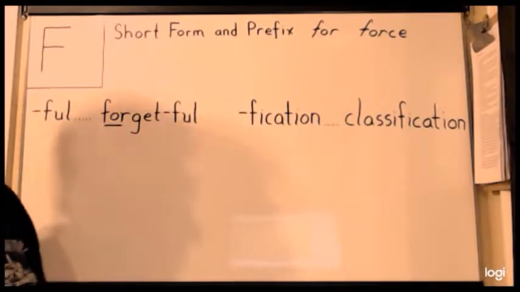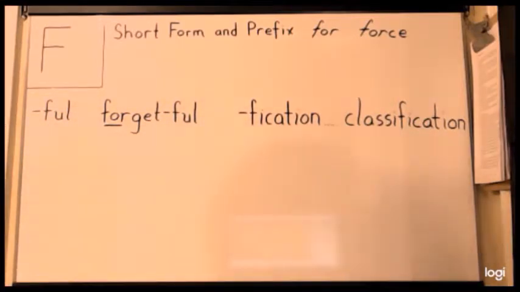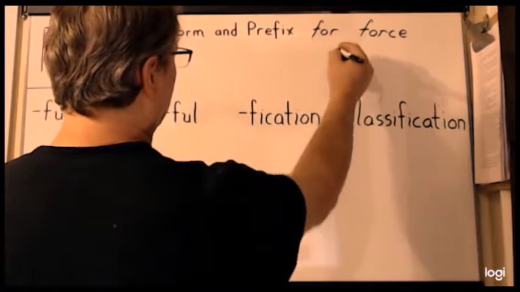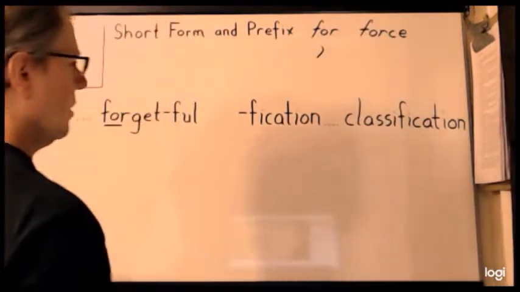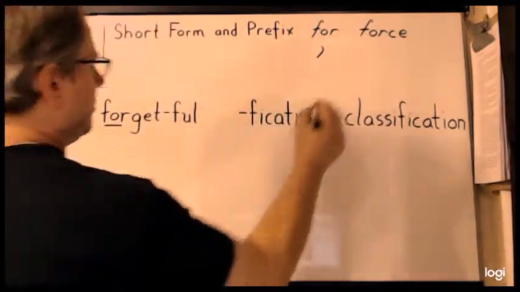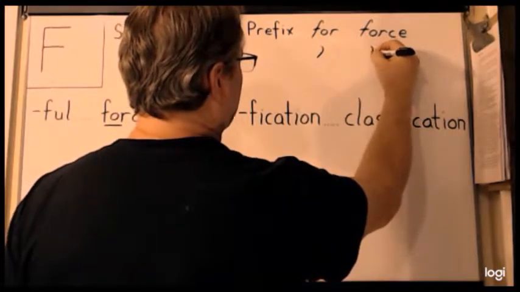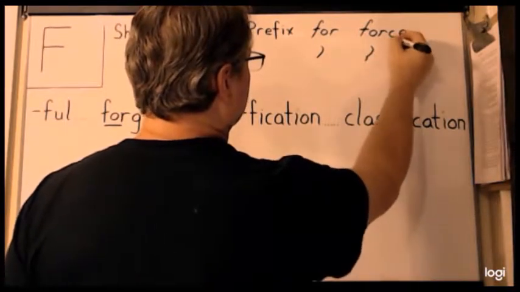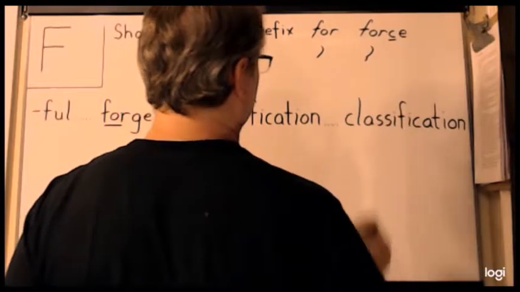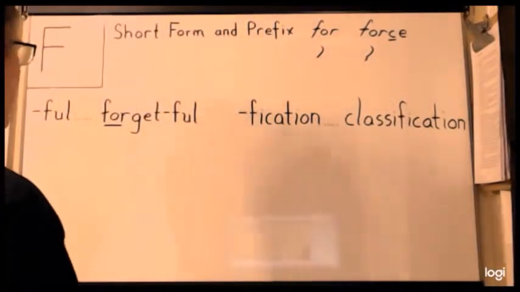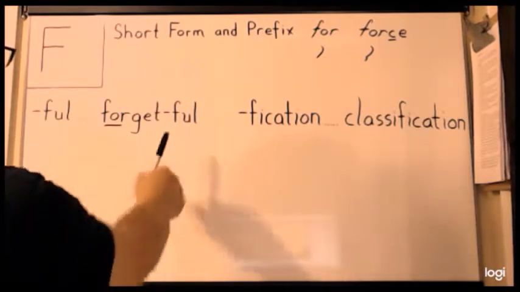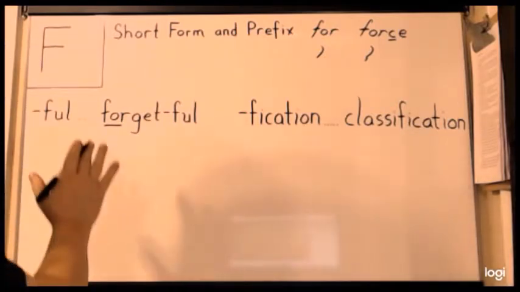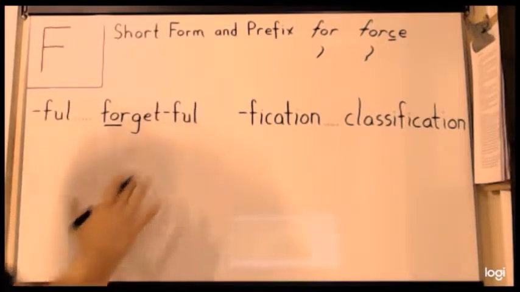Besides representing the F sound, the F can also be the short form and prefix for, just writing the letter F. For the word force, we will just write the letter F and then S for the S sound that C produces. The F can also stand for the joined suffix full. We will write the words forget and forgetful so you can see how this works.